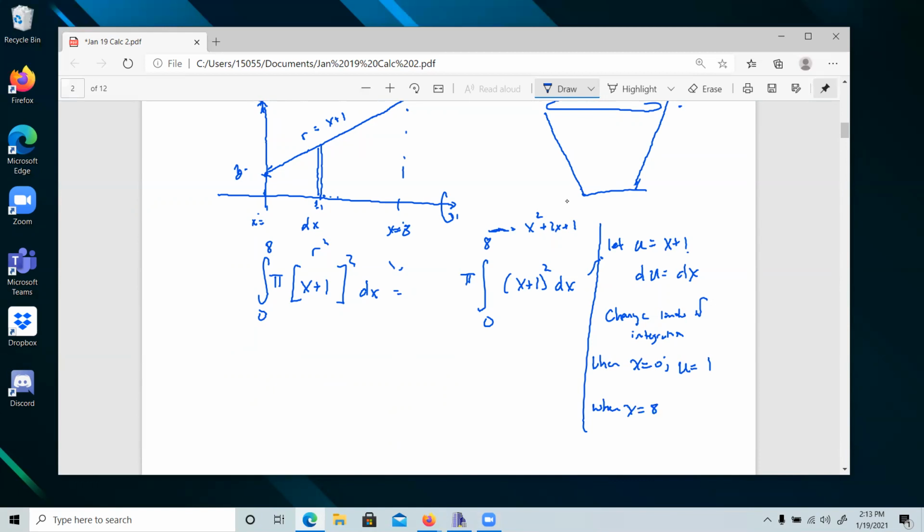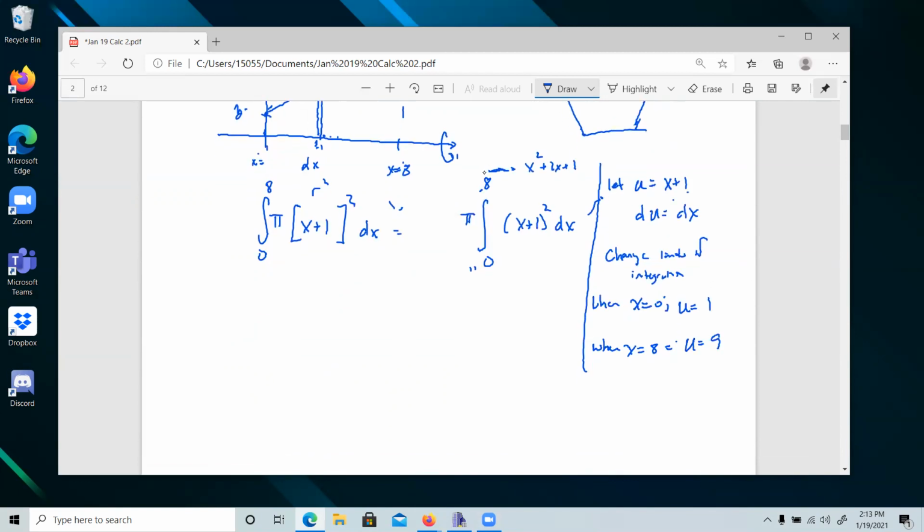When x equals 8, why did I pick the 0 and the 8? Then u is equal to 8 plus 1, which is 9. So when I put this over in the u space, we've got the integral of pi, from 1 to 9, u squared du, because du is just dx. So that's going to be pi times 1/3 u cubed, going from 1 to 9.